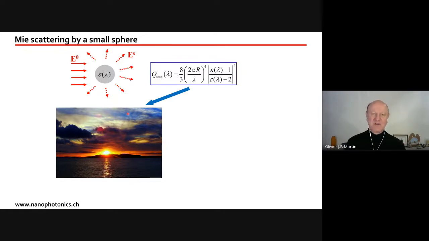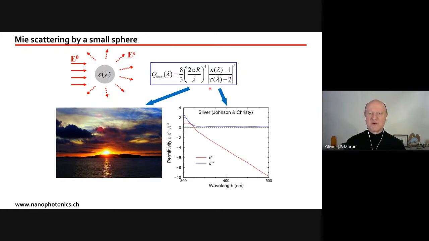In plasmonics, we don't use this term, we actually use the second term. And you see in this term, again in the denominator, we have the permittivity. The permittivity of the material is, for metal, a complex function, so it has a real part. You see here for silver as a function of the wavelength, the real part, and in blue, the imaginary part.